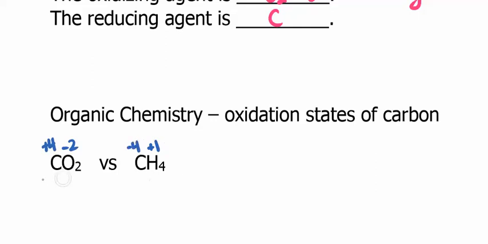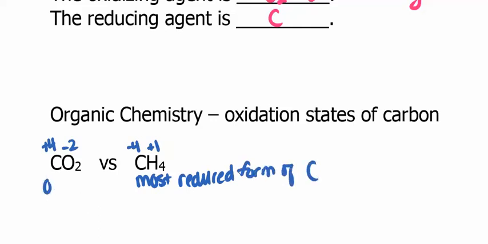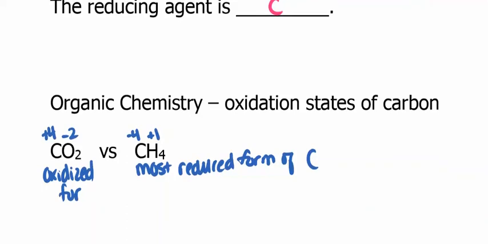So this is kind of the range of states for carbon. This one is the most reduced. And this one is the oxidized form. When you get to organic chemistry, you don't always figure out all these numbers. You can just look at the compound and say the more oxygen it's bonded to, the more oxidized the state. The more hydrogen it's bonded to, the less oxidized and the more reduced the state.